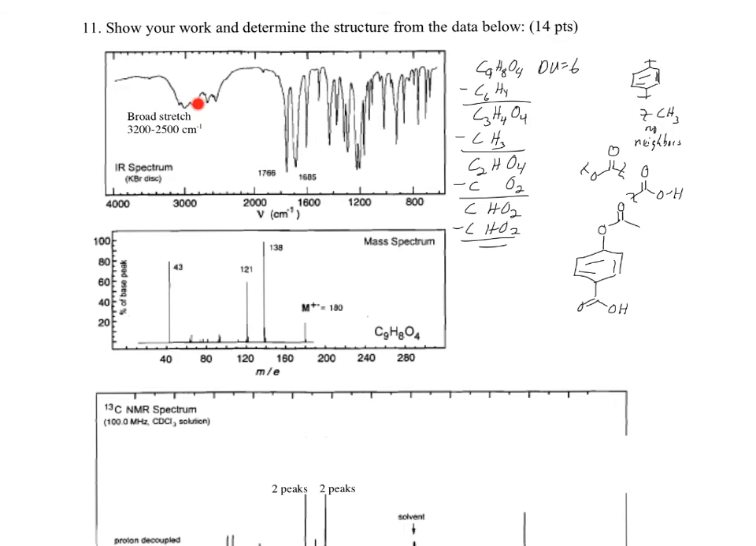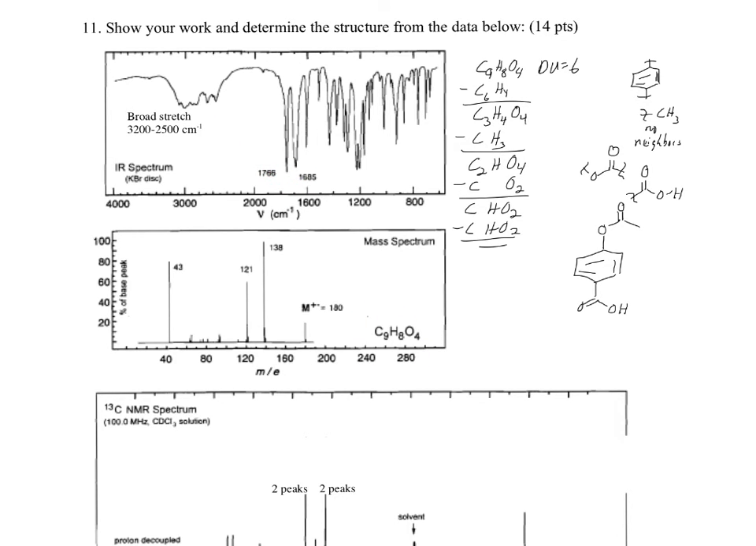So I would write in here broad stretch. That makes me think OH, and looking at this, it makes me think of carboxylic acid too. Also, I see 2 carbonyl stretches. It looks like 2 C double bond O's. So maybe I have 2 types of carbonyls.